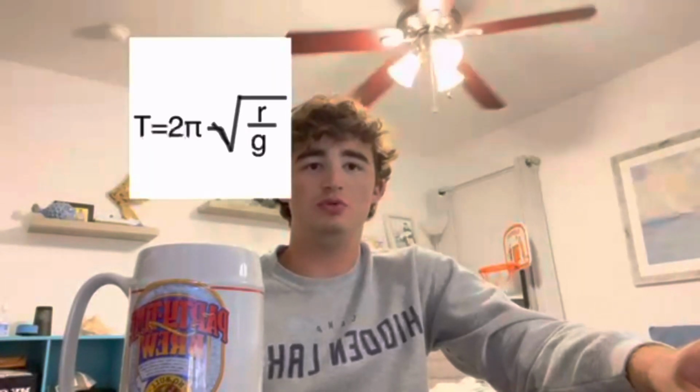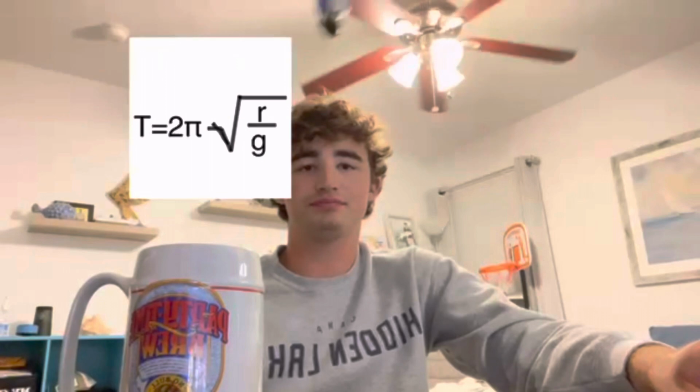To find the period of something in orbit, you would use the equation T equals 2 pi times the square root of R over G. The period and radius are related using the equation T squared equals 4 pi squared over capital G, capital M, all times R cubed. Alright, orbital motion gone.